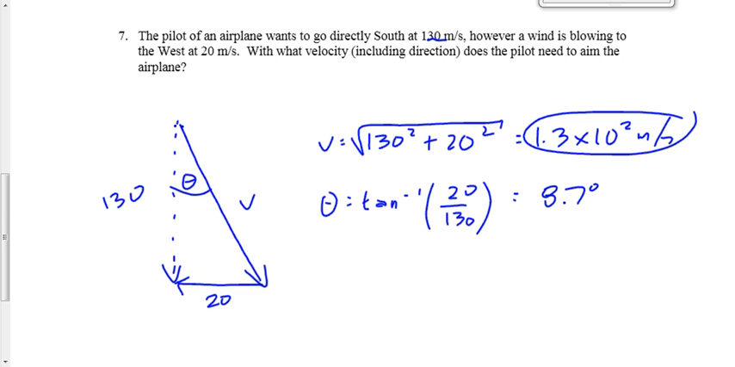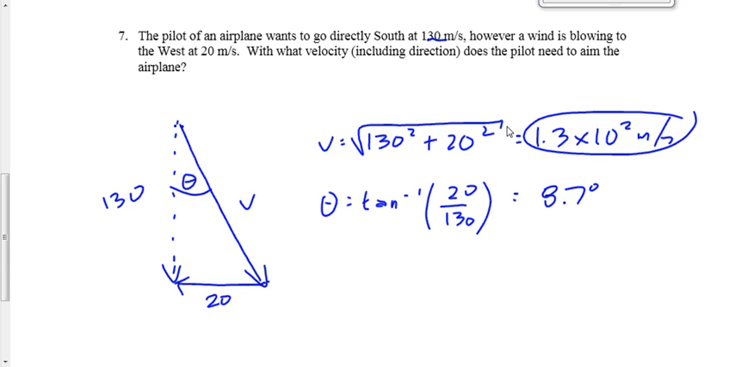So listen, if we have a wind that's to the west, where do we have to aim in order to go straight south? We have to aim to the east, right? We have to aim opposite to the way the wind is blowing. So going to the west, we have to aim to the east. Now, how do we express that 8.7 degrees? 8.7 what of what? Well, we know that this vector here is going south and east, right?